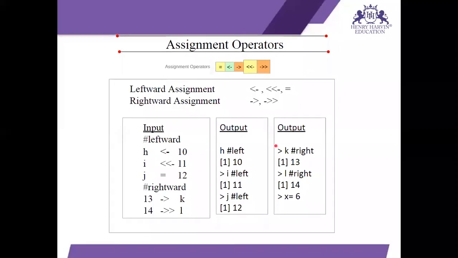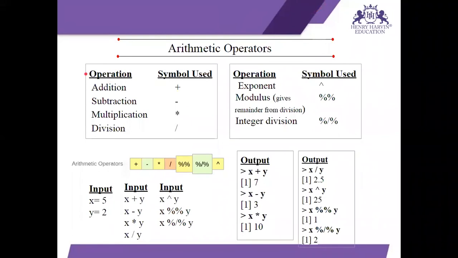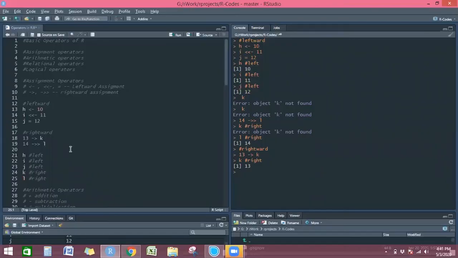Next operator is the arithmetic operator. So arithmetic operators are used for basic mathematical operations such as addition, subtraction, multiplication, division, or you can use them for exponent values, modulus, integer division. So let's go to R and one by one execute each of the commands.